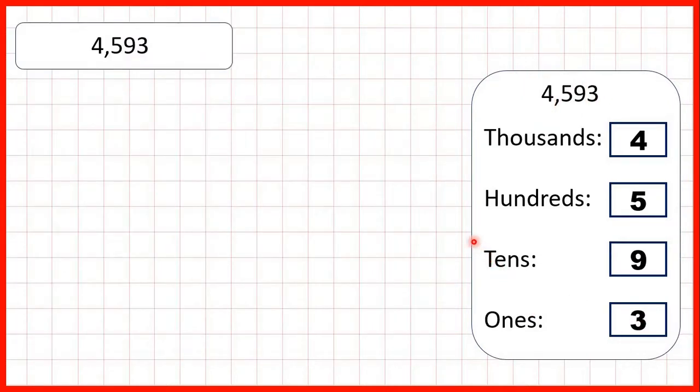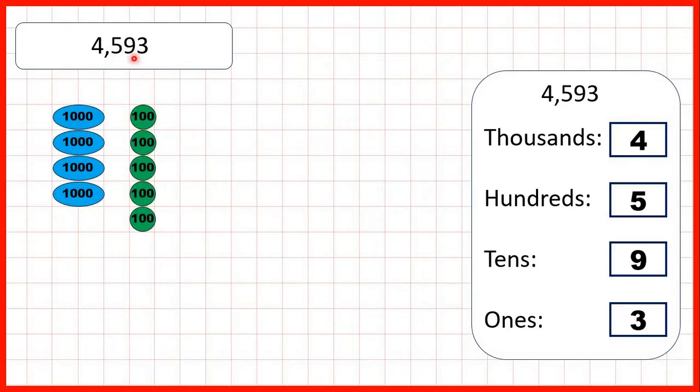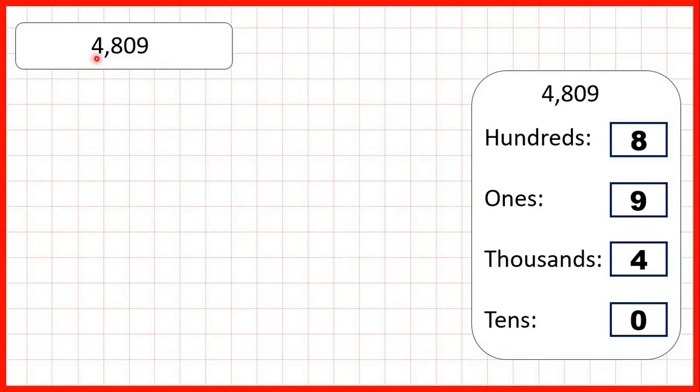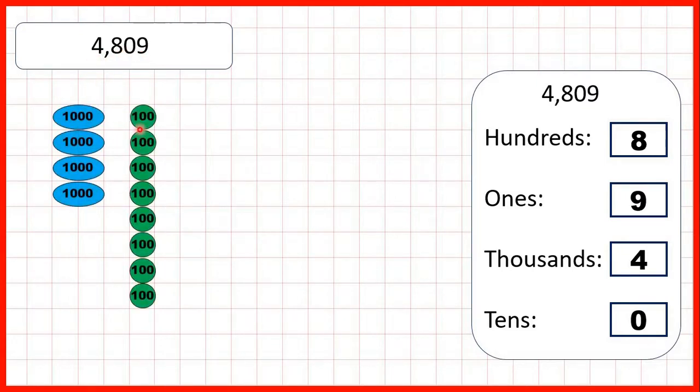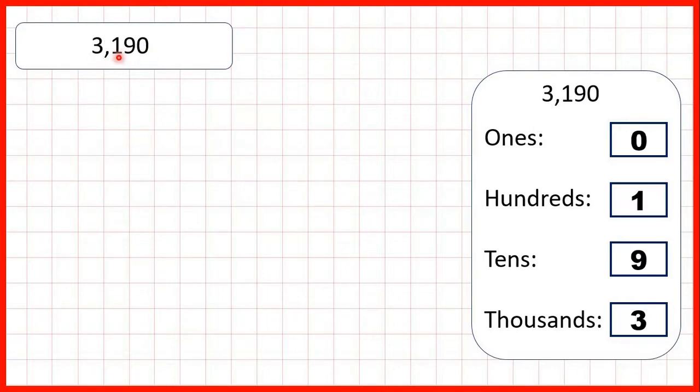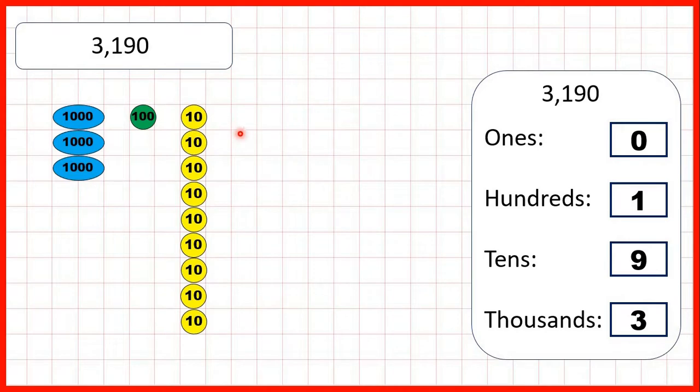Now what we can do is use place value counters to represent numbers. So for 4593, we can have 4000 counters, 500 counters, 9 10 counters, and 3 1 counters. For 4809, that's 4 thousands, 8 hundreds, no tens, and 9 ones. And for 3,190, that's 3 thousands, 100, 9 tens, and no ones.